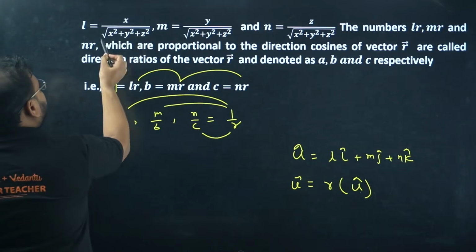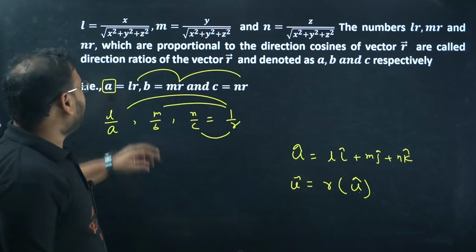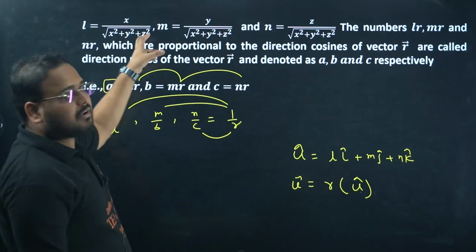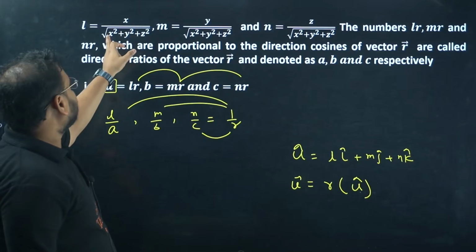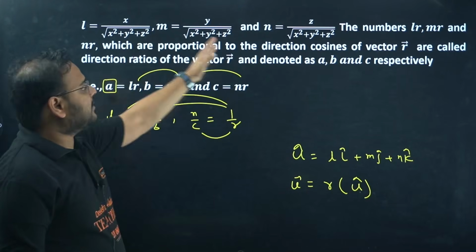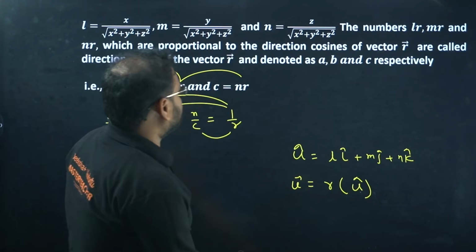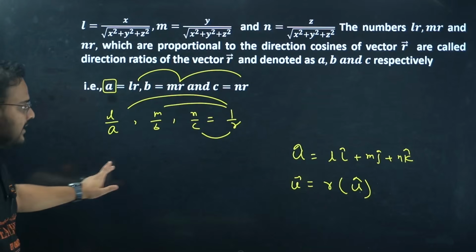So l is given by x, the component along the x-axis, divided by the square root of x square plus y square plus z square. In this case, l upon the square root of l square plus m square plus n square, like that. You have to simply multiply and get the result. So this is for DR and DC's concept.